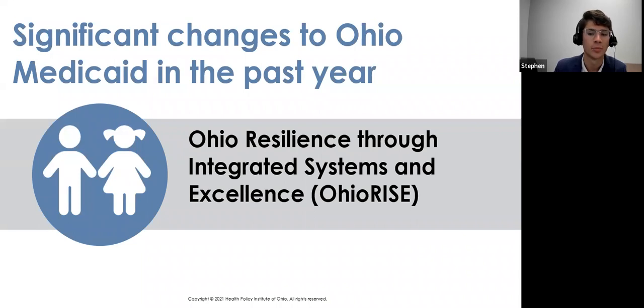Ohio RISE represents a new approach to care coordination for children and adolescents enrolled in the Medicaid program who have serious behavioral health needs, and this program provides expanded treatment options and support services across systems. Ohio RISE will also aim to end the practice of parents needing to relinquish custody of their children with complex behavioral needs to access appropriate care for these children.